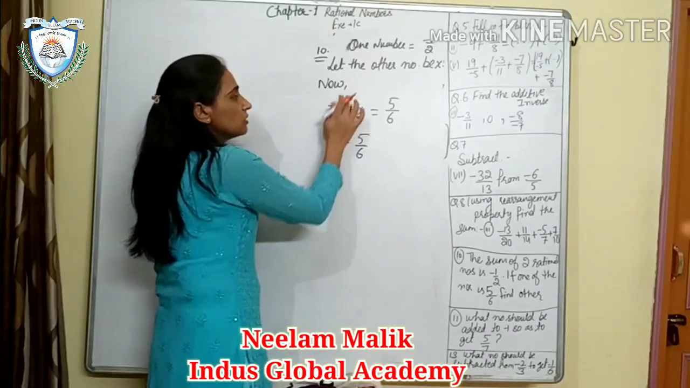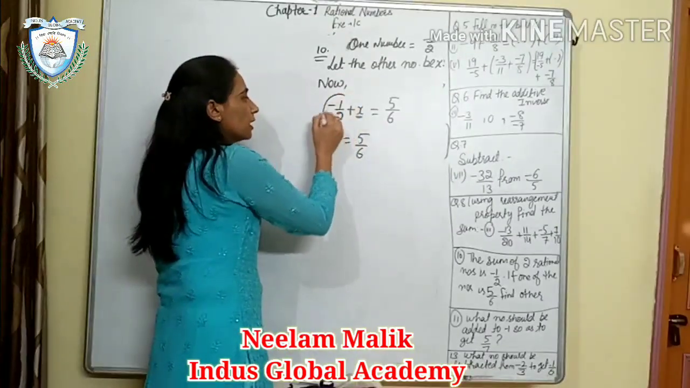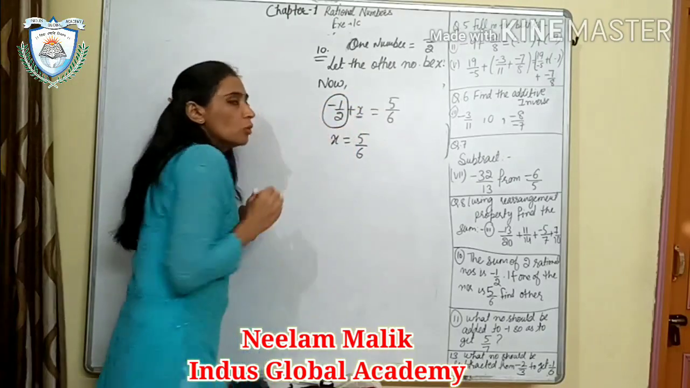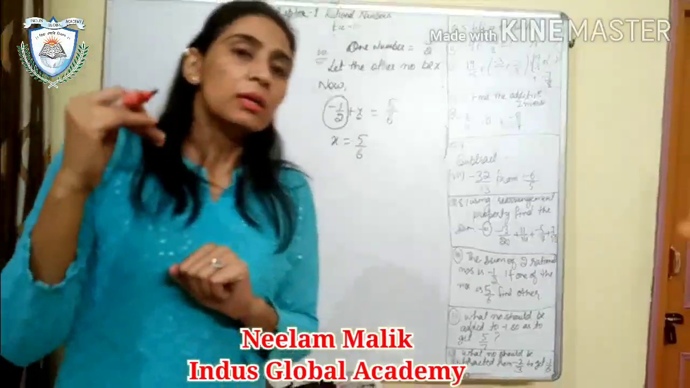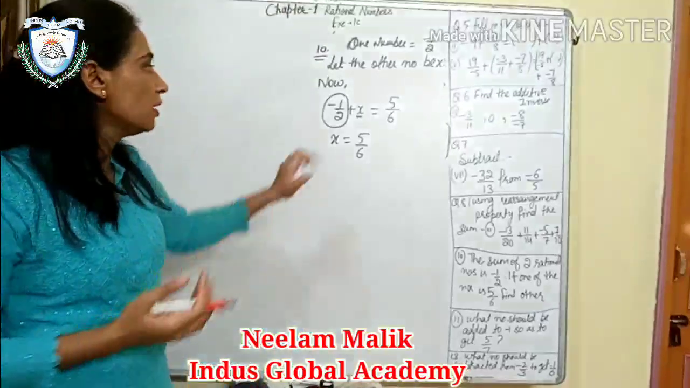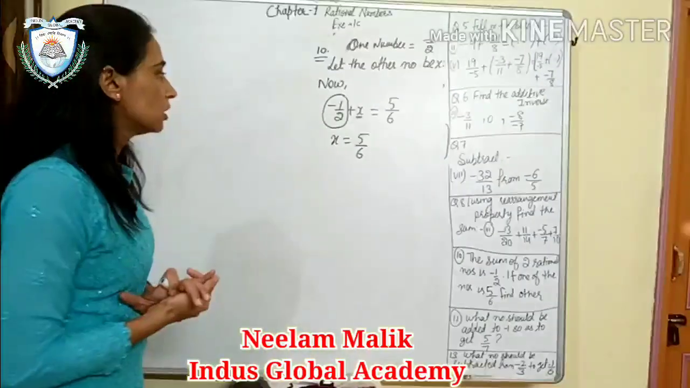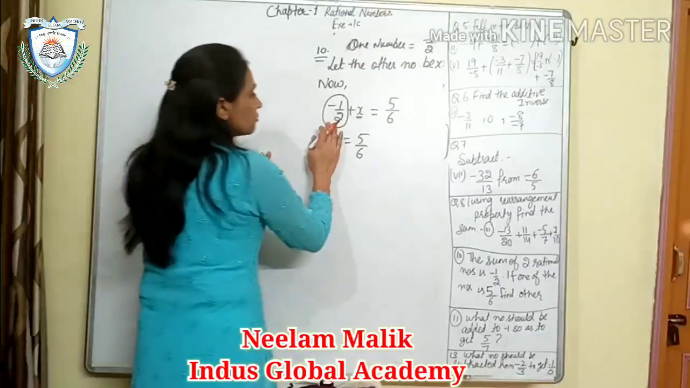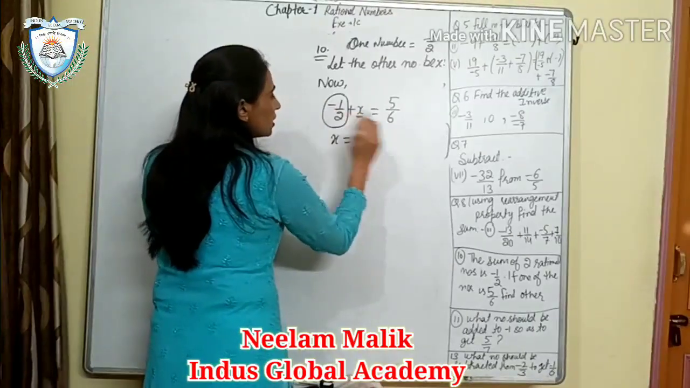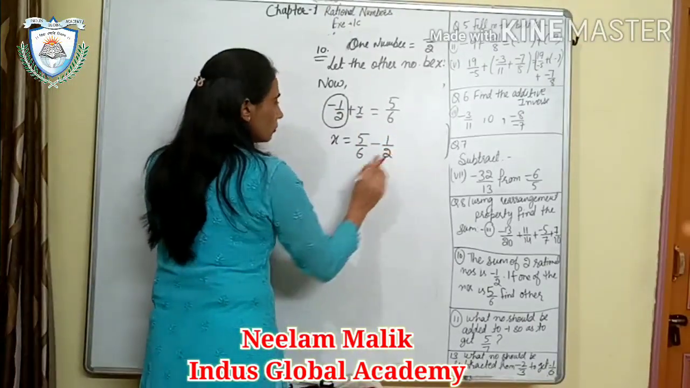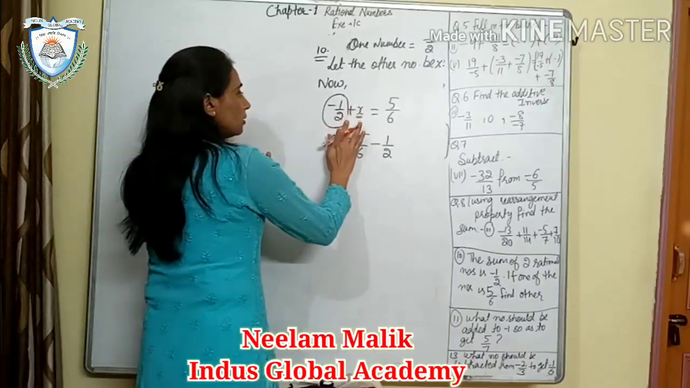What is this number? This is negative, this is minus 1 upon 2. When it goes to the right hand side, the sign of this number will be changed. This is plus, so this negative will become positive. I hope you understand.